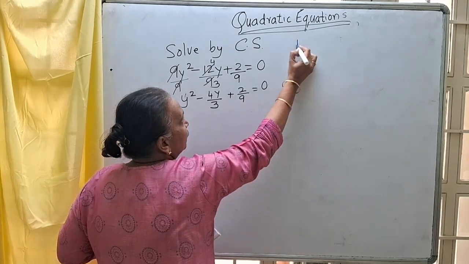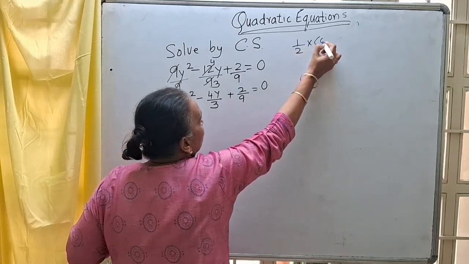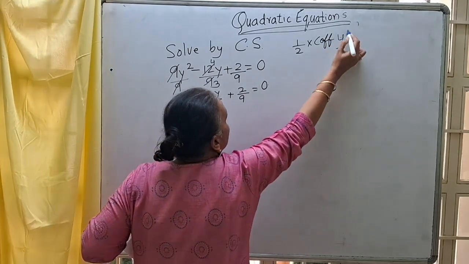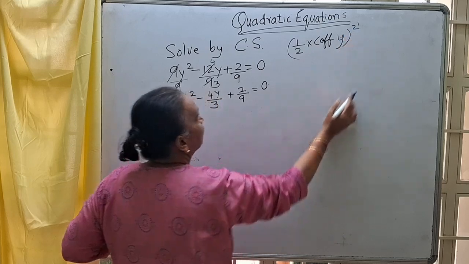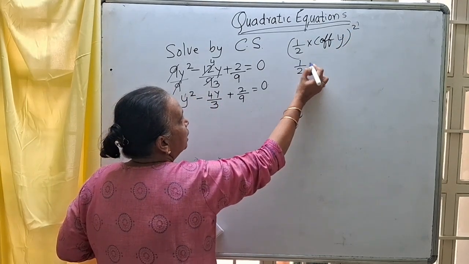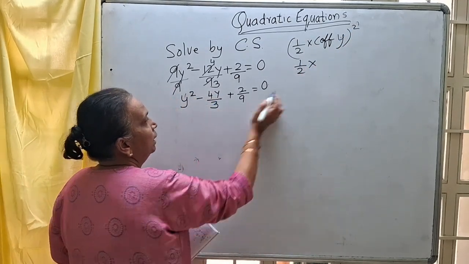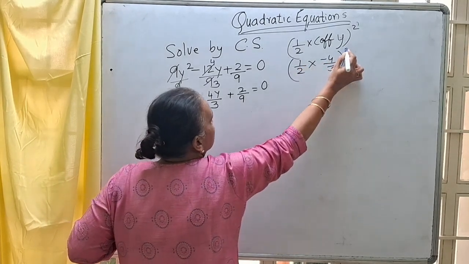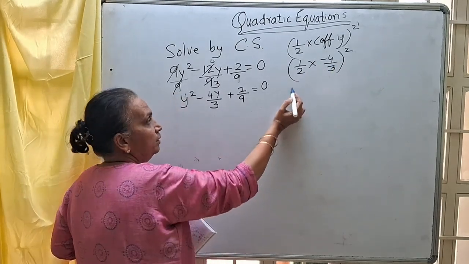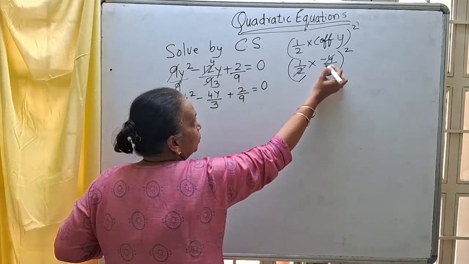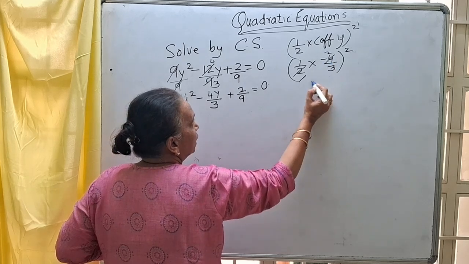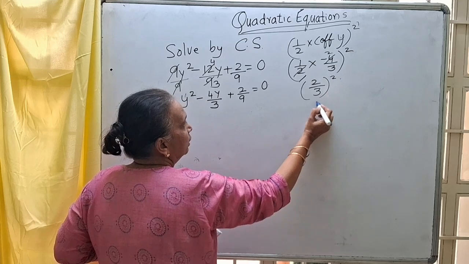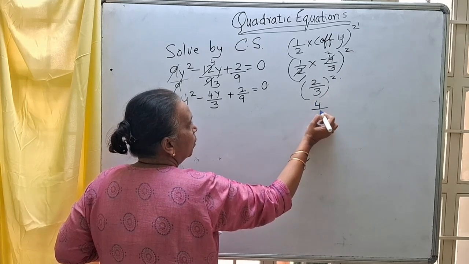What is the formula? Half into the coefficient of, in this case x, I'll write here y, the whole square. That is half into, what's the coefficient of y? Minus 4 upon 3, the whole square. This gets simplified again: 2 1s are, 2 2s are. So you are getting 2 upon 3 the whole square. That comes to 4 upon 9.